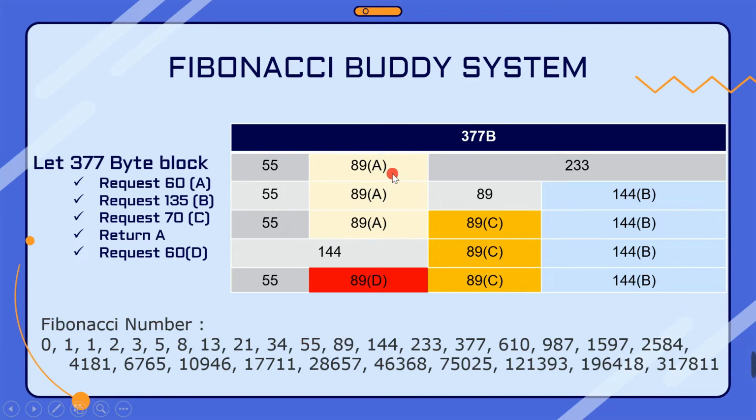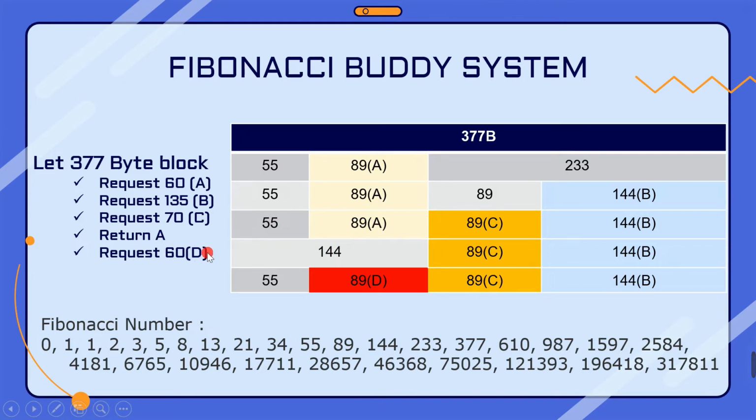Okay, for process B is 135. Okay, the right side does not fulfill this process, so we go to the left side. Okay, so for 233 we can split into 144 and 89, so we just allocate here. Okay, next for request C, process C is 70. Okay, 70 is supported at the left side, so we just allocate here. Next, return A, that means we delete the process A and it will be 144.